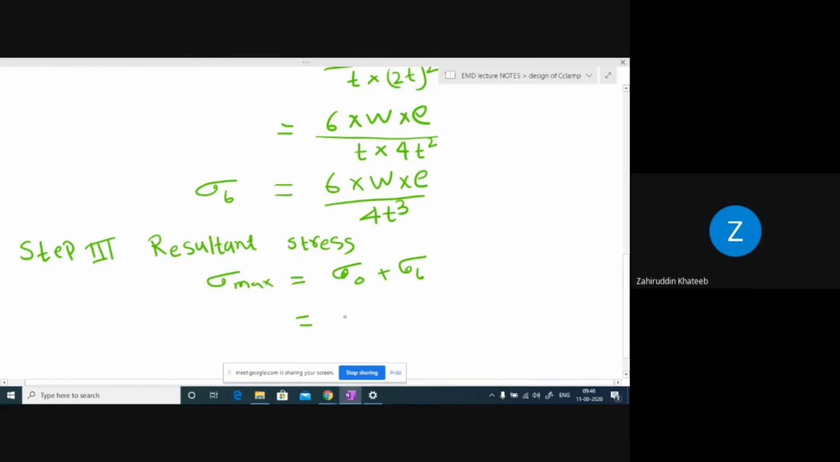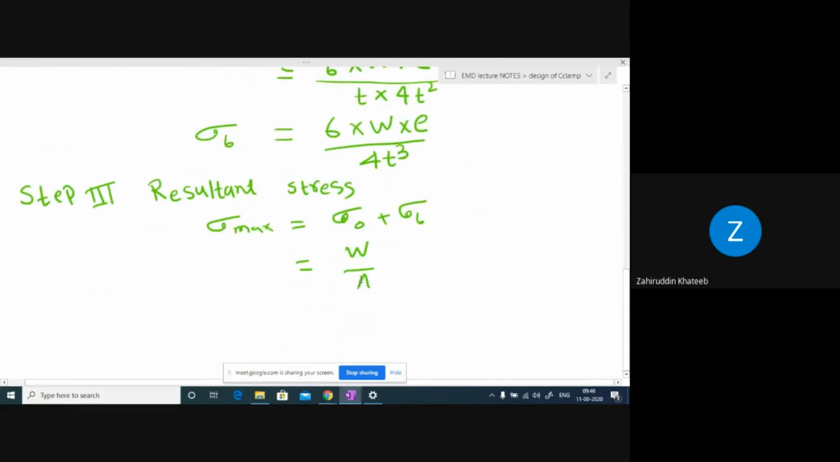Here sigma 0 is W upon A, that is W upon 2T square. So W upon 2T square plus 6 into W into E upon 4T cube is equal to sigma max. Correct. So in the question we have been given sigma max.